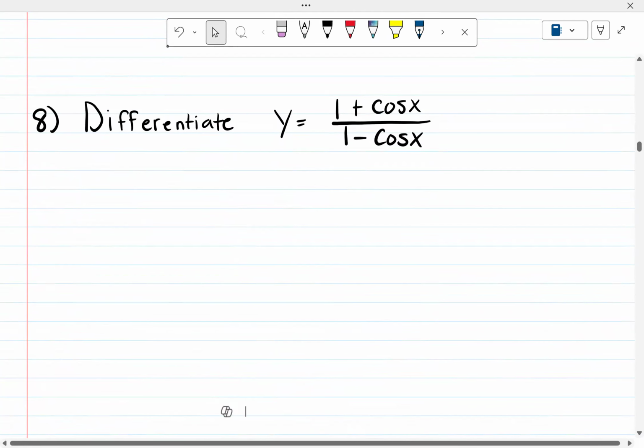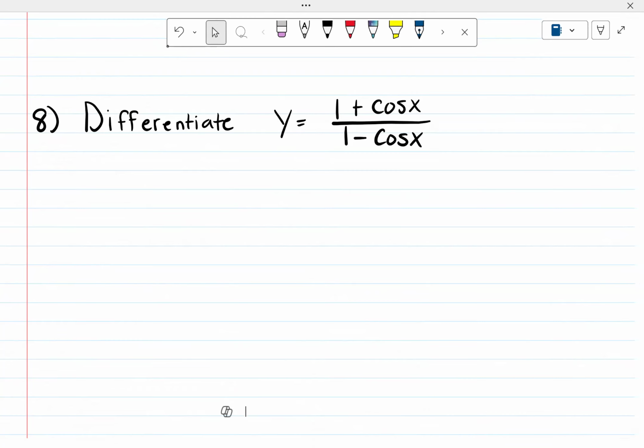Okay, so let's move on to question 8. Differentiate y equals 1 plus cosine x over 1 minus cosine x. And what technique shall we use? It's not implicit differentiation. It says differentiate, so you can do y prime, or you can also say dy dx. I'll just stick with dy dx. It's the same thing as y prime, so it's up to you.